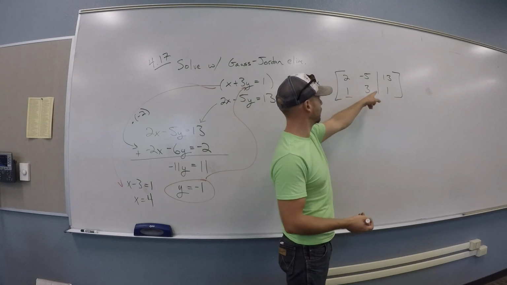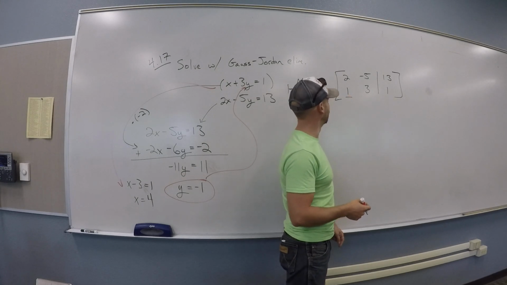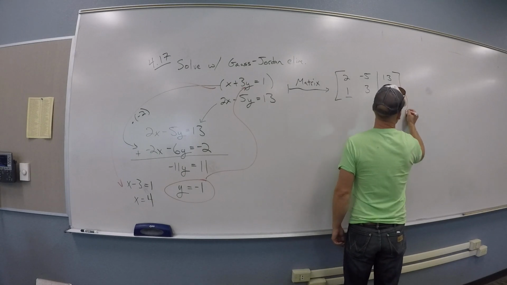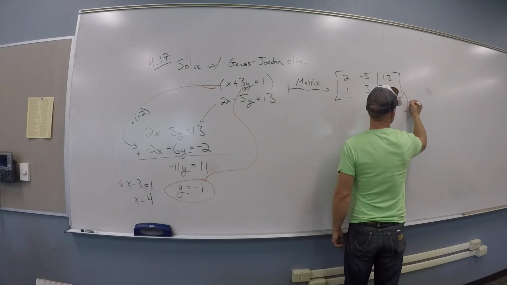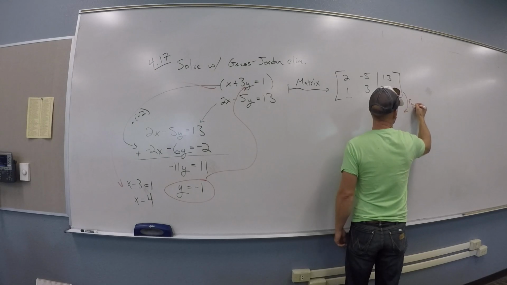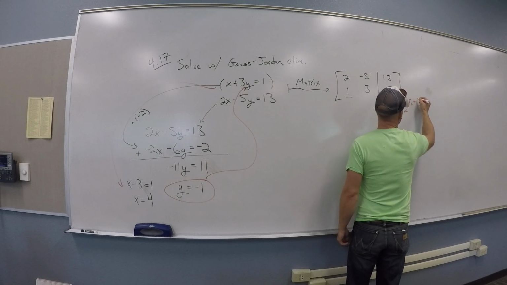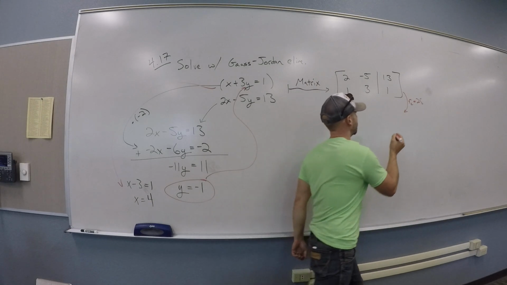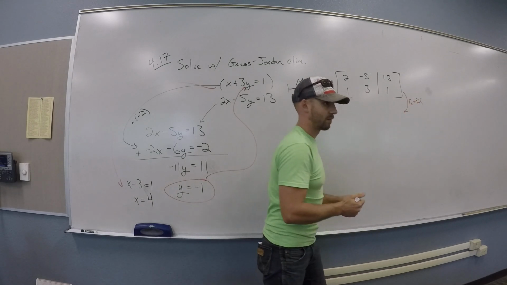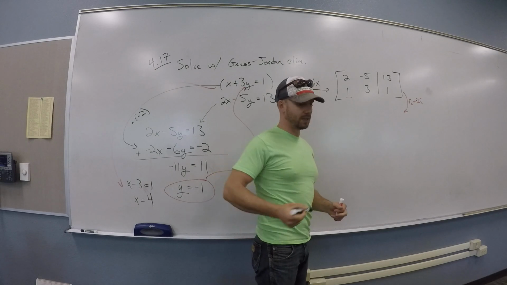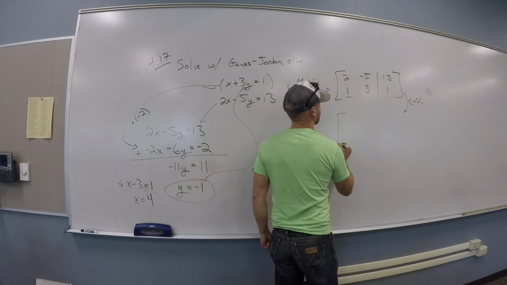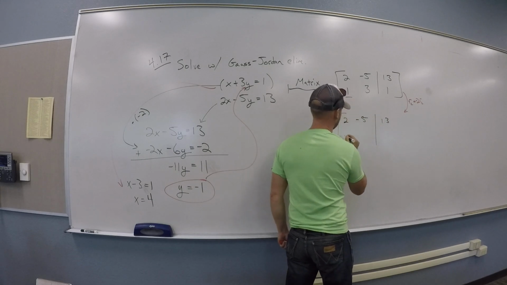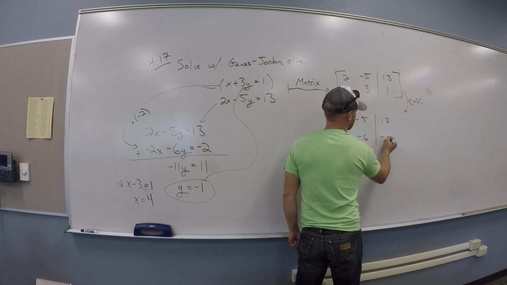So if you take this equation, multiply through by -2. I'm going to make row 2 minus twice row 2. So I'm going to rewrite this system: 2, -5, 13, -2, -6, -2.